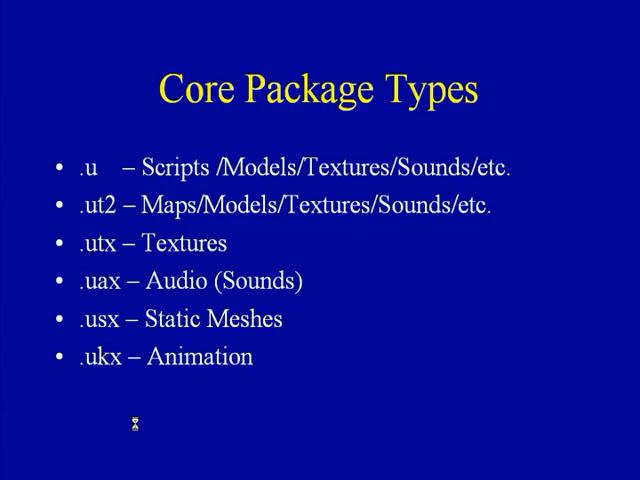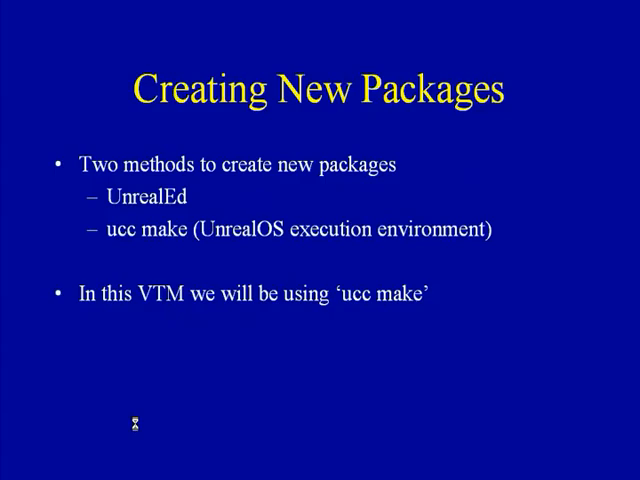And then as Logan was talking about, we kind of get into the libraries, if you will, of specific content. We've got the .utx files. Anytime you see those, immediately think textures. We've got the .uax files. That's our sounds, our audio. We've got the .usx. That's all of our static meshes. And we've got the .ukx, which are all of our animations. And again, these are the core package types. There are some other package types out there, but these are the ones that you're going to be seeing all of the time. Right. Okay, so let's go ahead and advance forward.